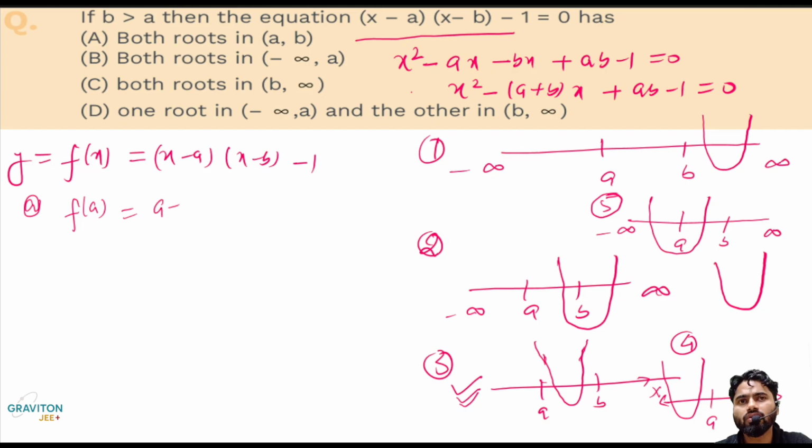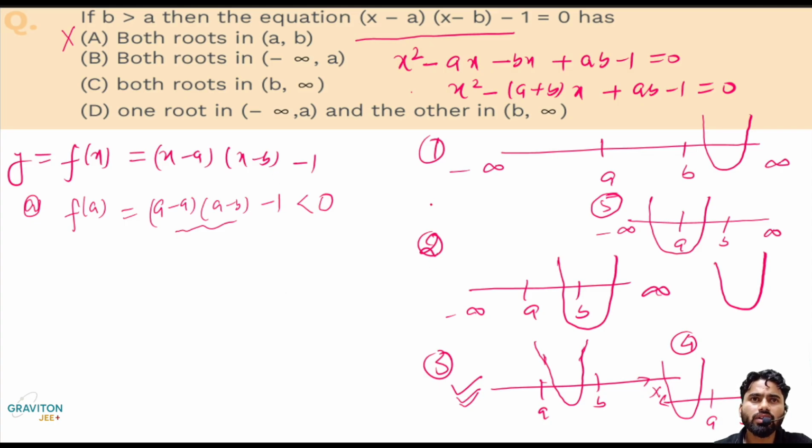So calculate the value at a for option A. f(a) = a(a − a) − ... that is, f(a) = (a − a)(a − b) − 1. So this a − a equals 0, and the entire term becomes 0, and the remaining negative 1 is less than 0. So here at a, it is attaining a negative value. Okay, so this option will not be true, because at a it should attain a positive value, right?